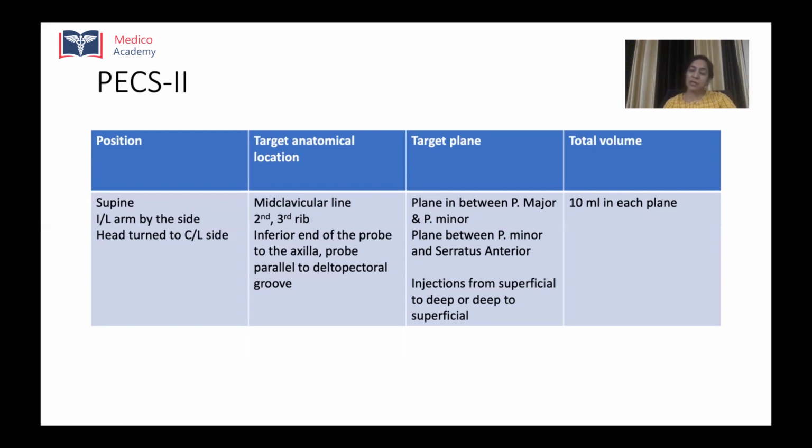So injections can be done both from superficial to deep or from deep to superficial. My personal preference is from deep to superficial. So the total volume deposited per plane is 10 ml.